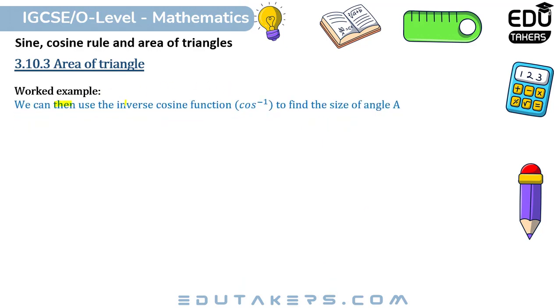Now use the inverse cosine function to find the size of angle A, which is 53.13 degrees rounded to 2 decimal places.